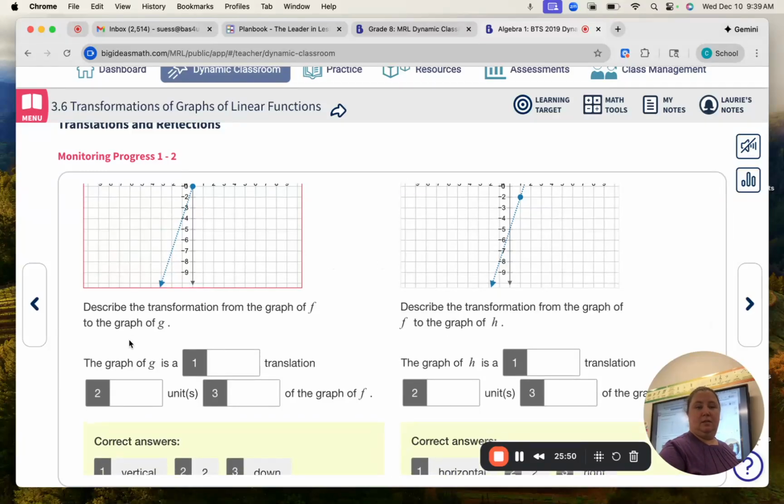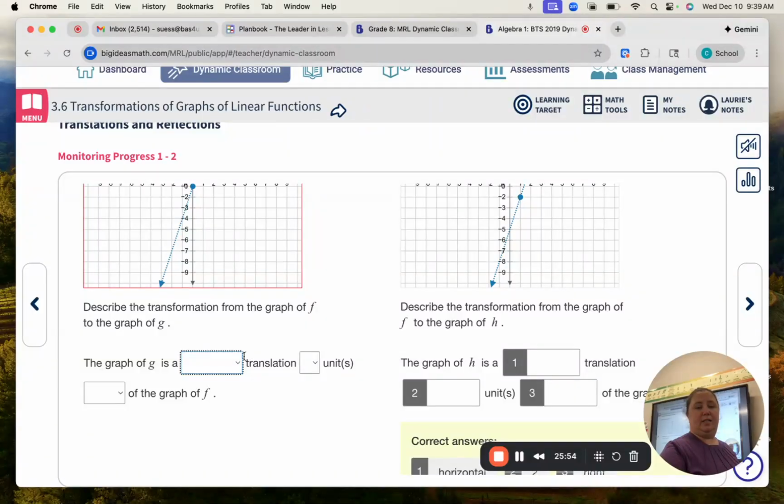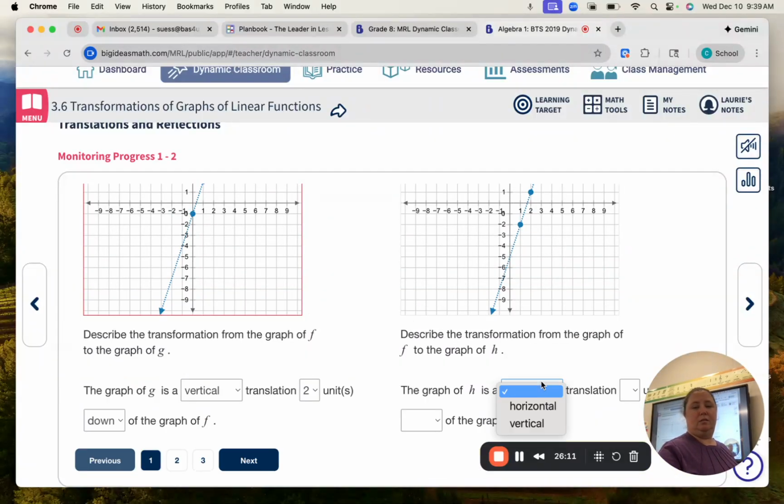Okay, now let's go down below. If I were to describe these, the graph of G is what kind of translation was it? And how many units did we go? 2 units, up or down? Down. So you'd say vertical, 2 units down.